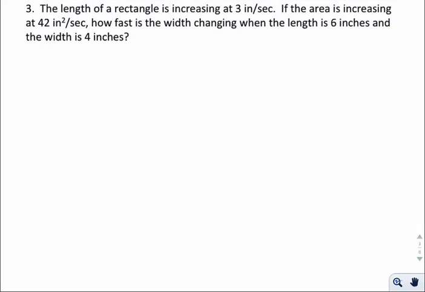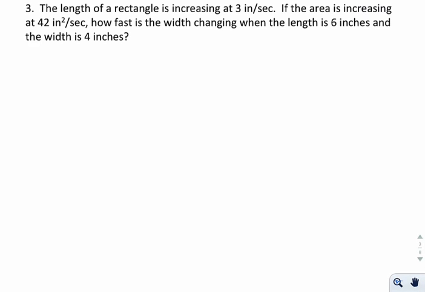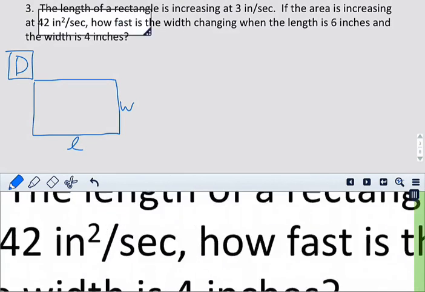In number 3, the length of a rectangle is increasing at 3 inches per second. If the area is increasing at 42 inches squared per second, how fast is the width changing when the length is 6 inches and the width is 4 inches? So we'll start off with our diagram, and we're going to have a rectangle, and we have a length and a width. That's about all we know for our drawing.